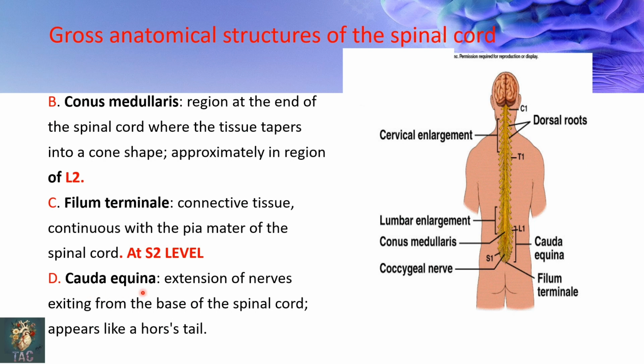So what is the cauda equina? It is the extension of the nerves exiting from the base of the spinal cord and appears like a horse tail. That is why it is called cauda equina, meaning horse tail. It gives a bushy appearance. These are actually the nerves which are emerging from their corresponding foramina.